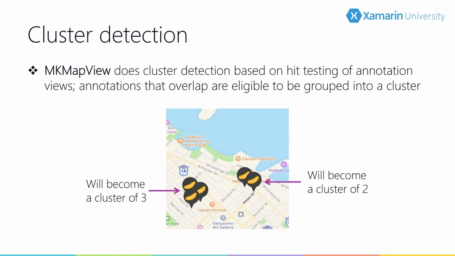MKMapView determines when cluster annotations are created by using hit testing. If at least two annotations are touching, they're eligible to be grouped into a cluster. In this group, since there are 3 annotations touching, this could be turned into a cluster of 3. And this group has 2 annotations touching, which could turn into a cluster of 2.